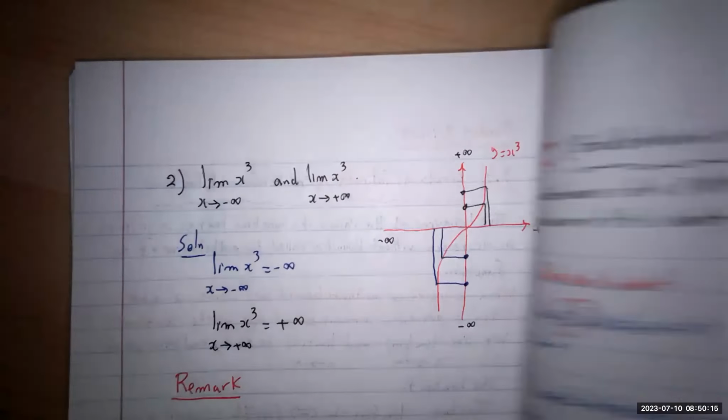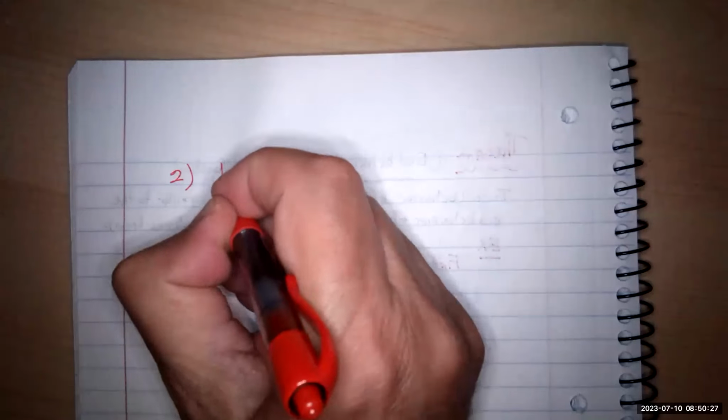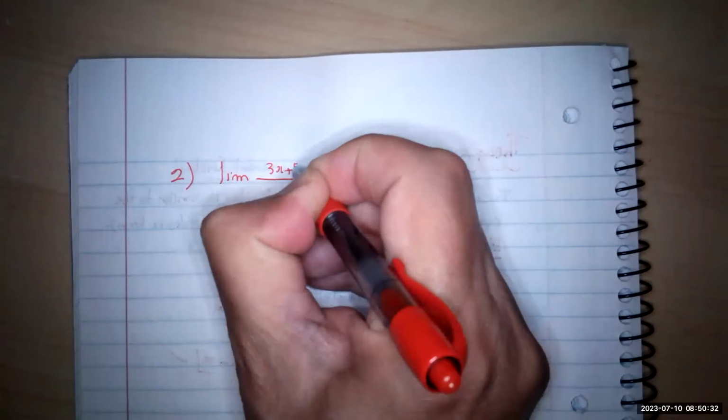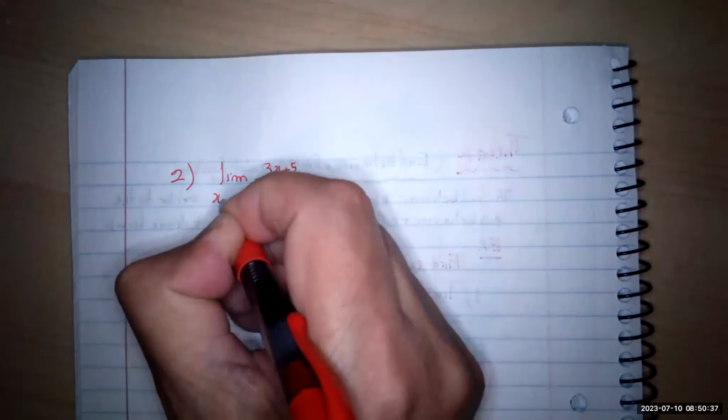Now, we can do all sorts of rational functions. There are 3 cases. Pay attention, and we will give you one of these 3 cases in the future. Okay, so that was number 1. This is officially the first case for the rational function. We want to find the limit of 3x plus 5 over 2x minus 1 when x goes to negative infinity.